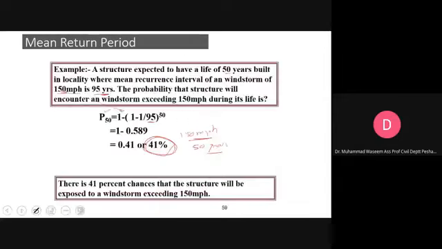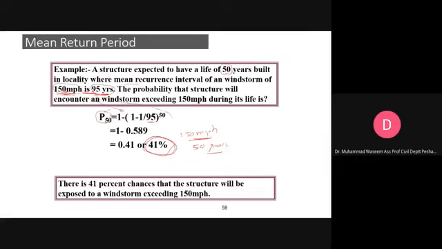Now this isn't just an example. A structure is expected to have a life of 50 years. So this is the life of your structure. And where this building is constructed, the mean recurrence interval of a windstorm is 95 years, and the magnitude of wind is 150 miles per hour. So we want to know the probability of occurrence of this intensity in 50 years.